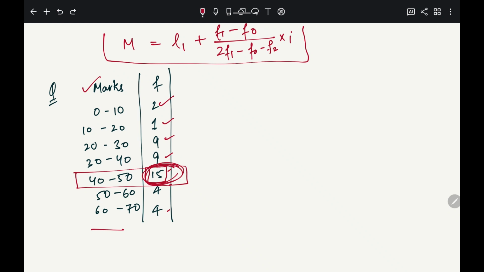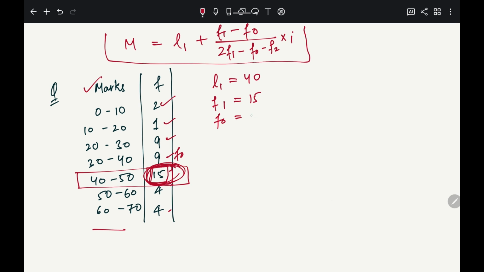So let's put the values first. L1 will be 40 and f1 will be the frequency of modal class, 15. f0 will be the frequency preceding the modal class, which is 9. f2 will be the frequency succeeding the modal class, which is 4. And I will be the size of this interval, that is 10.